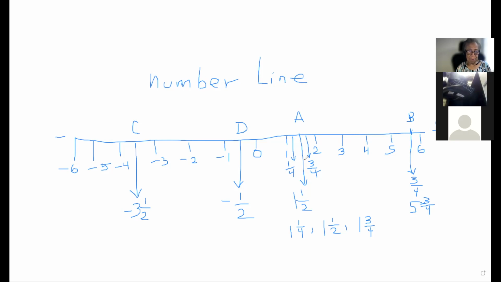Okay. Now, let me take one more point. Take this one. Put it about here. And I'll call that point E. So what's the value of E, Maureen? E would be on the right-hand side. I'm between 3 and 4, and I'm closer to my 3. So what would be the value of E?